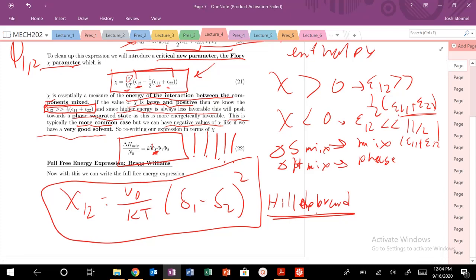But again, we're going to look at it and keep it in general terms. And again, we want to know that a chi value greater than 0, large, means those 1 and 2 do not want to be next to each other. That's the key takeaway here.